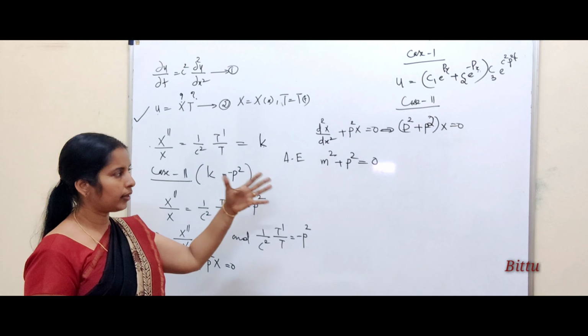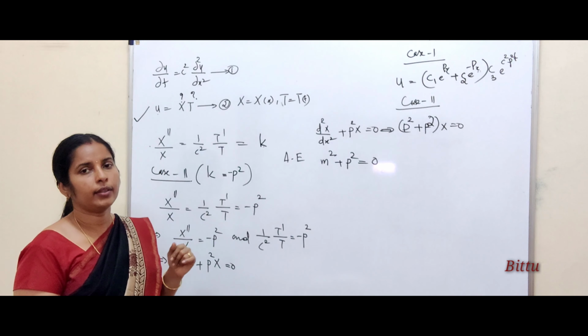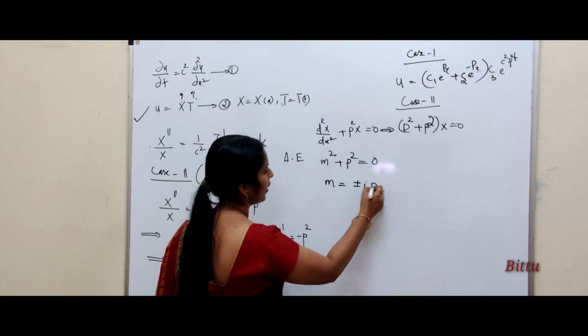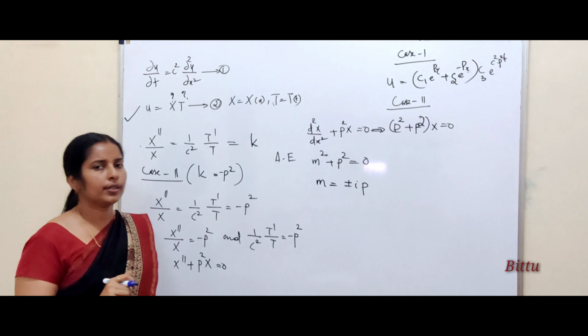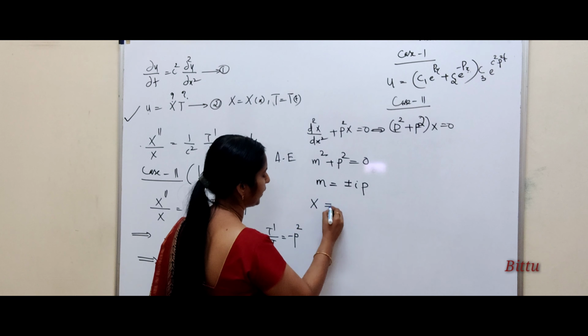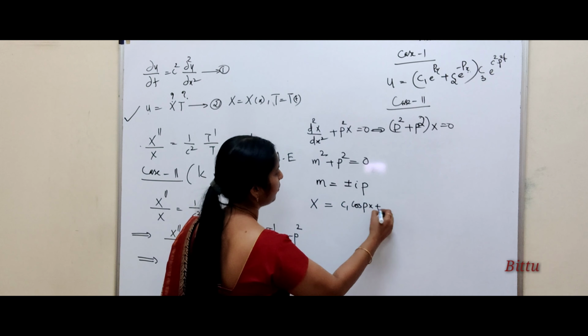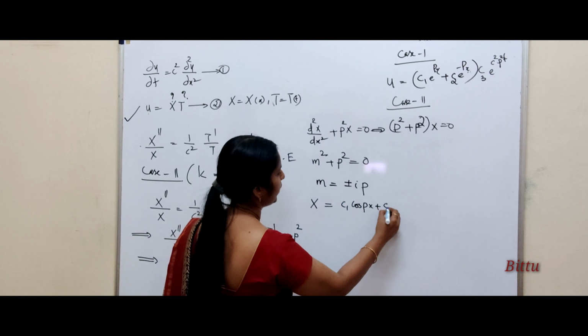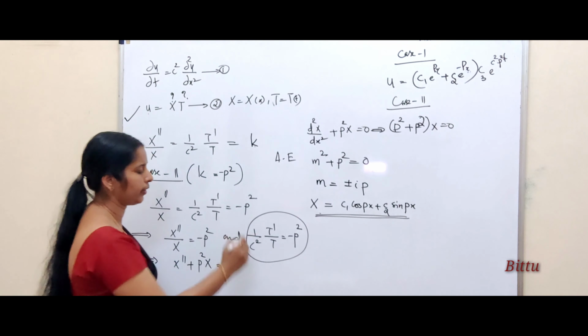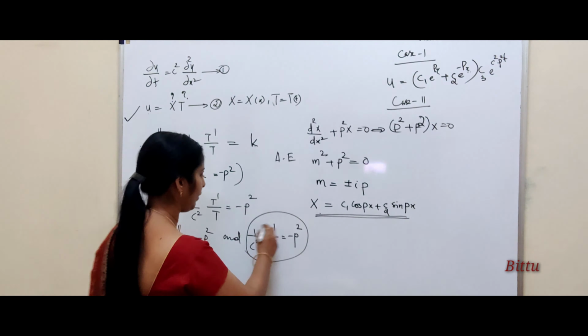This method you have studied in your S2 classes. Here, what is m? m is plus or minus ip. Since the values of m are complex numbers, the solution is capital X equal to c1 cos px plus c2 sin px. This is our X. Again, we have this equation for getting capital T. From this equation, you can write T dash is equal to minus c square p square T, that is T dash plus c square p square T equal to 0.